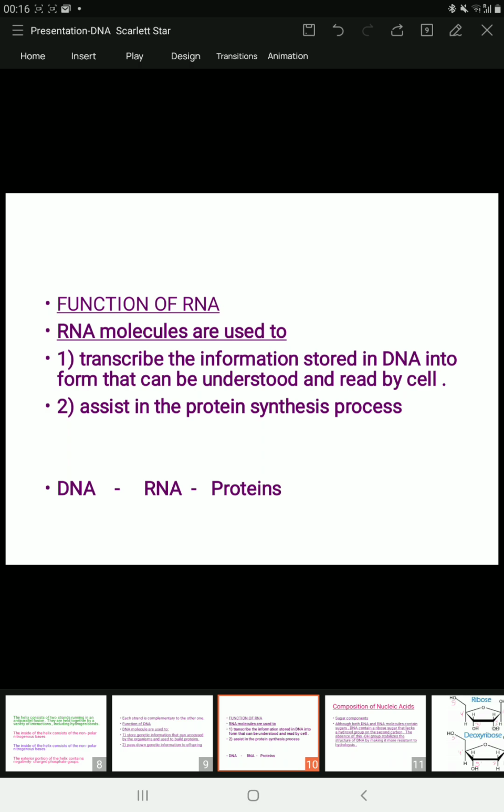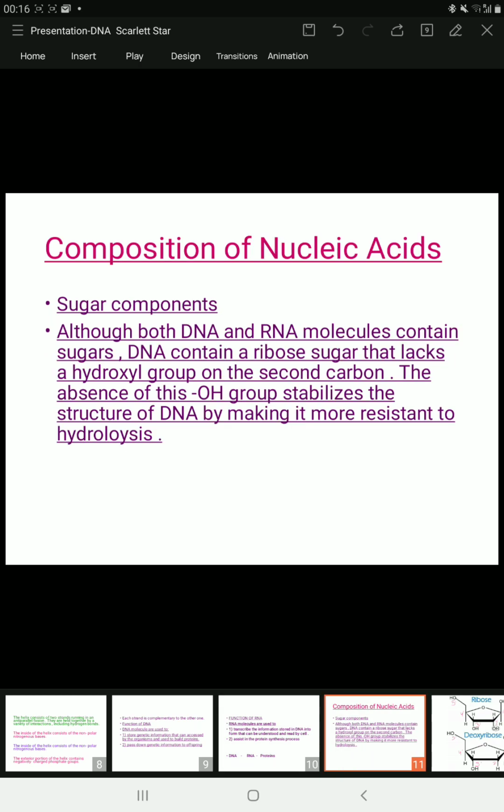Assist in protein synthesis process. So what is the protein synthesis process? It happens by the tRNA. So this is the central dogma: DNA to RNA to proteins.